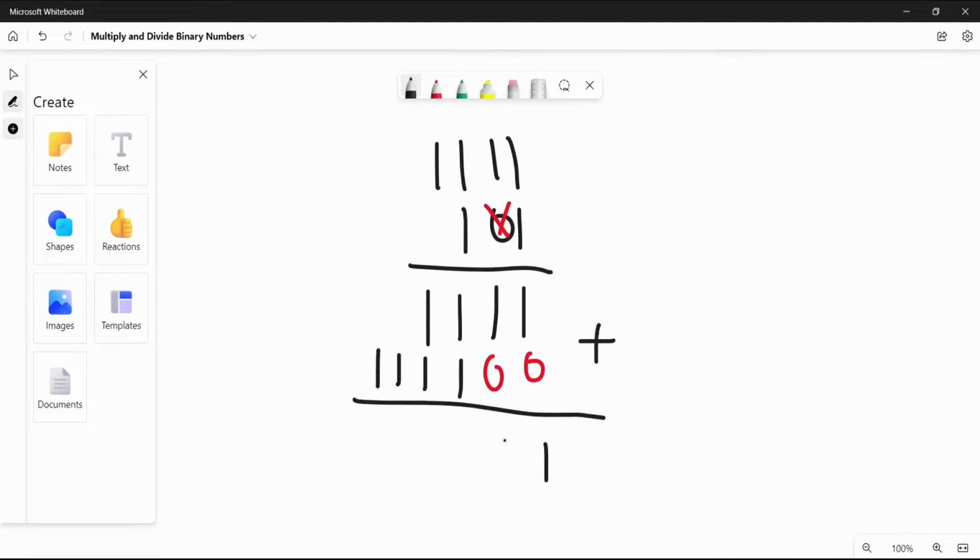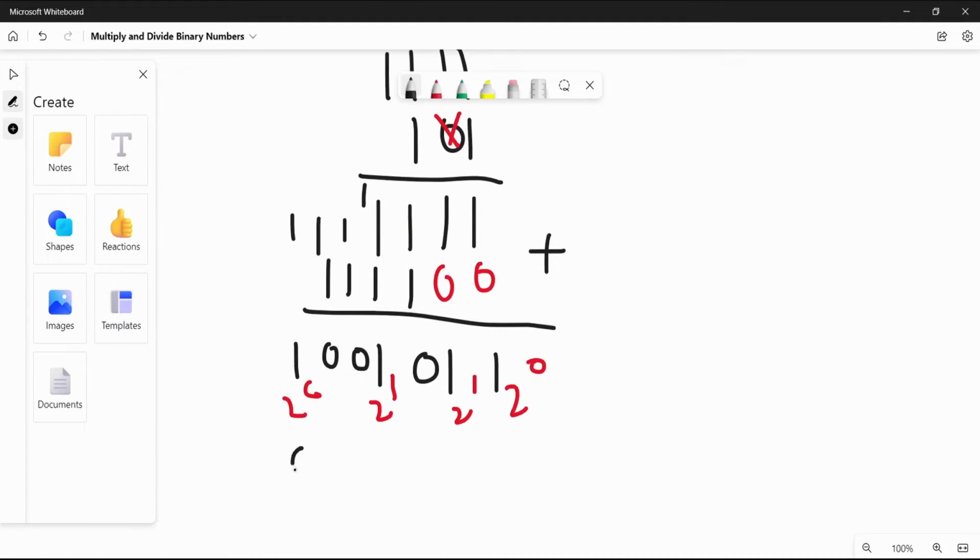1, 0 is 1, as well as for this one. 1, 1 is 0, carry over a 1. 1, 1 is 0, carry over a 1. 0 and 1 is 1. 0, carry over a 1, 0, carry over a 1, and the 1 will slide down. Let's convert this to decimal. 64 plus 8 is 72 plus 3 is 75. So 15 multiplied by 5 is 75.